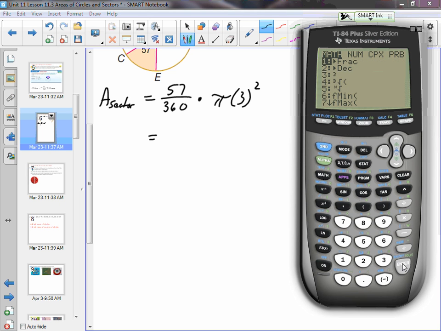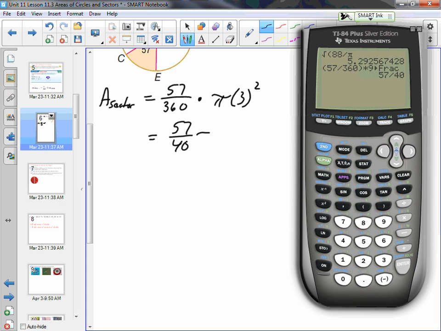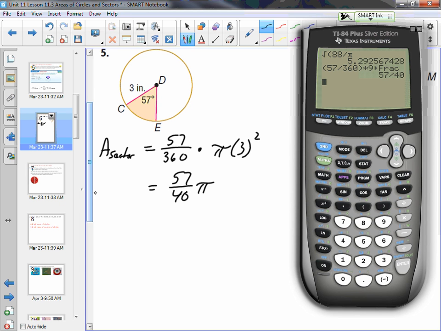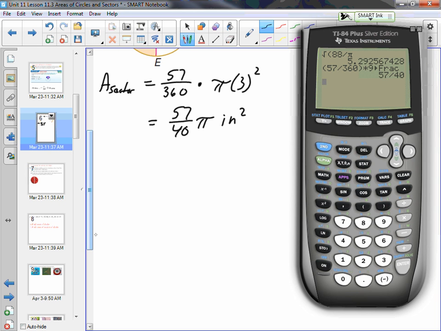So math, fraction, enter. Okay, wow. That reduced more than I thought it might. I guess I should have seen that 9 is going to divide into 360. So yeah, that makes sense. So 57/40ths pi inches squared is the exact area of that sector.